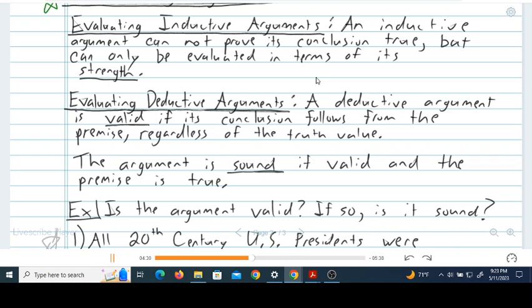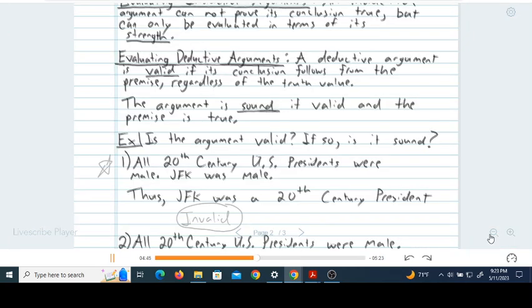Alright, so let's evaluate some deductive arguments. A deductive argument is valid if its conclusion follows from the premise regardless of the truth value. It is sound if it is a valid argument and the premise is true. So those are two separate things, valid and sound. But they are connected, right? You can only have a sound argument if it's valid and true.